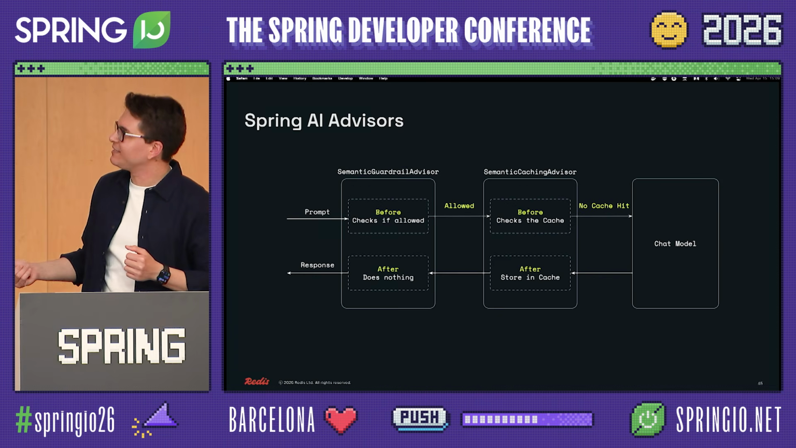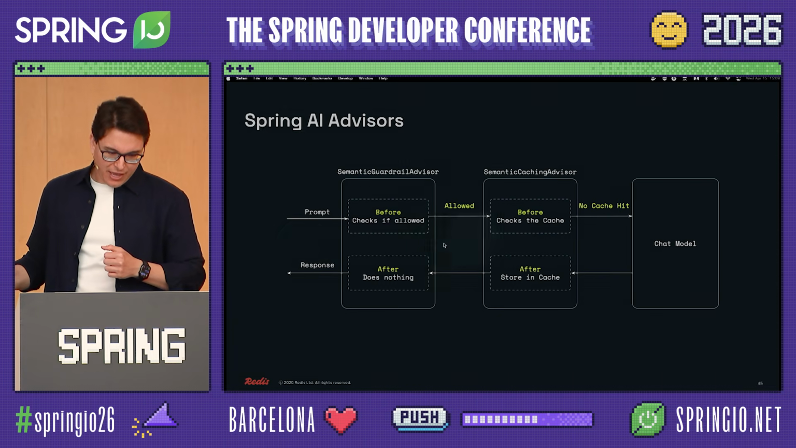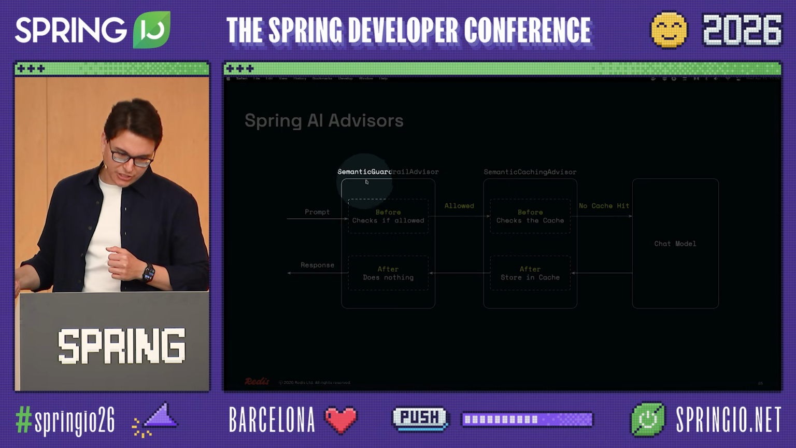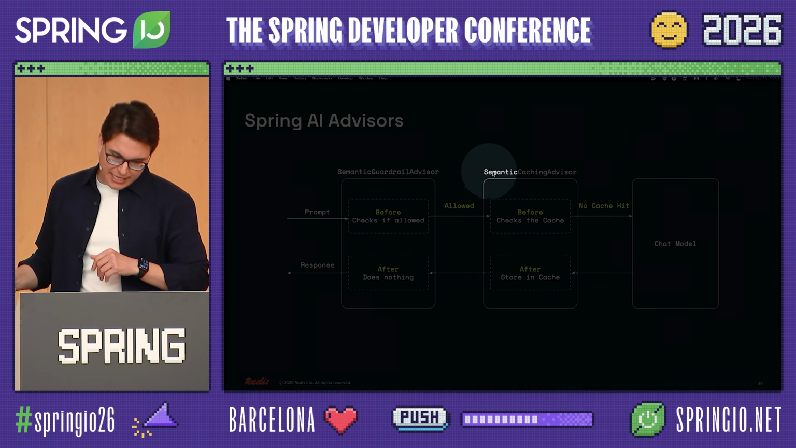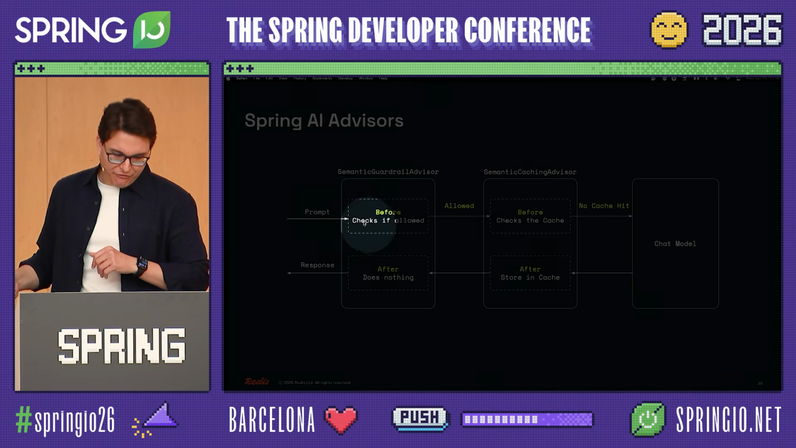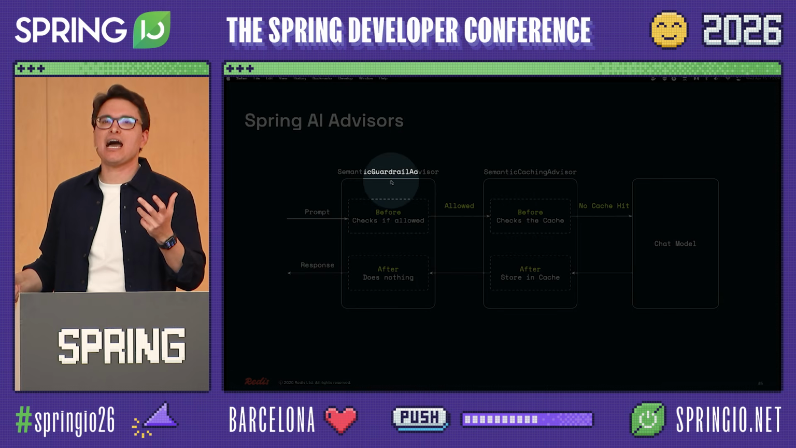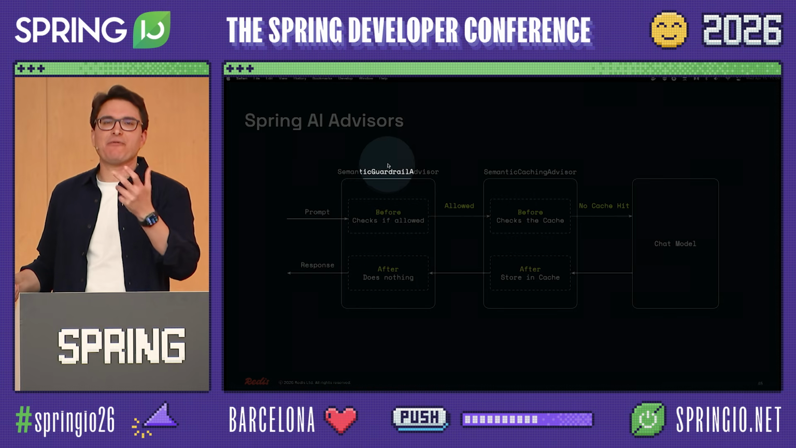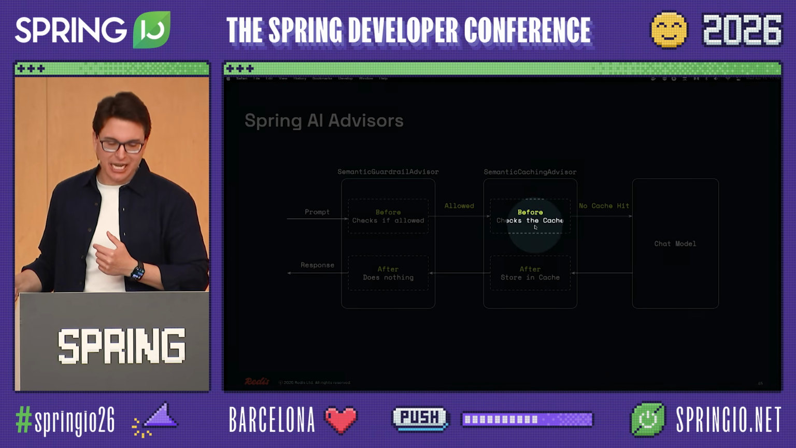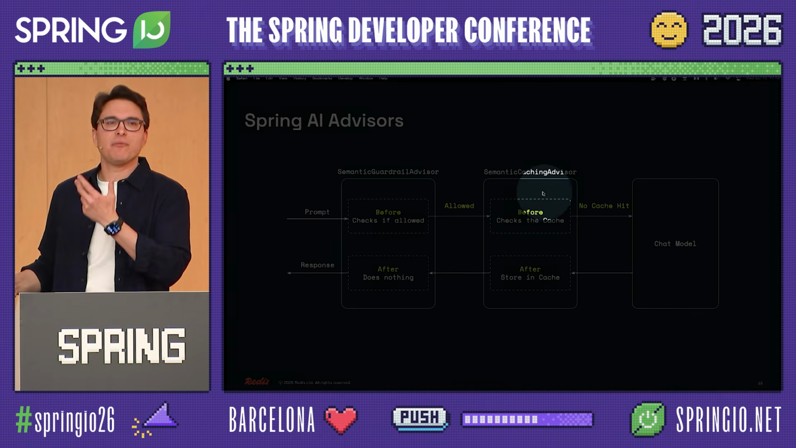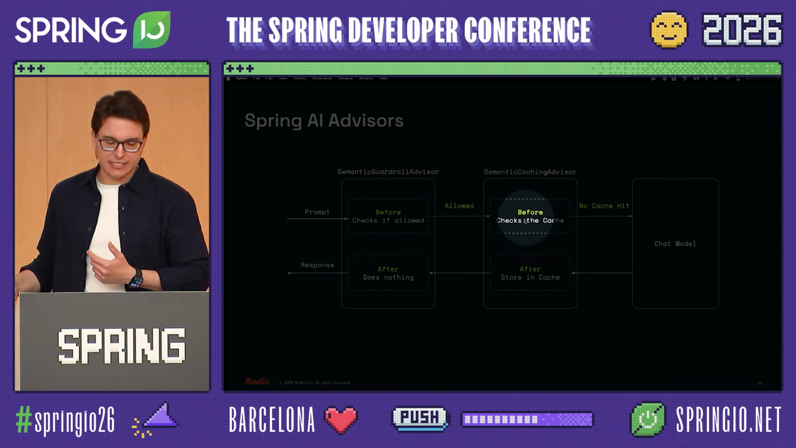So in our case here, what you're going to end up with is 2 advisors: the semantic guardrail advisor for the demo that I'm going to show you after that, and the semantic caching advisor. When you receive a prompt, the first advisor, the semantic guardrail one, is going to check if this is allowed, considering the references we have created in our database. If it's allowed, it's going to trigger the second advisor that is going to check the cache and see if something has been processed that is similar to the request that is being made right now.